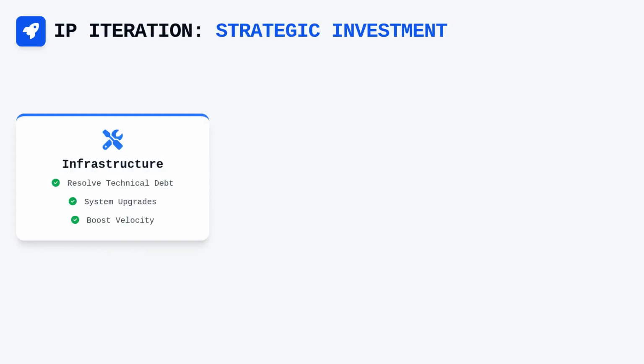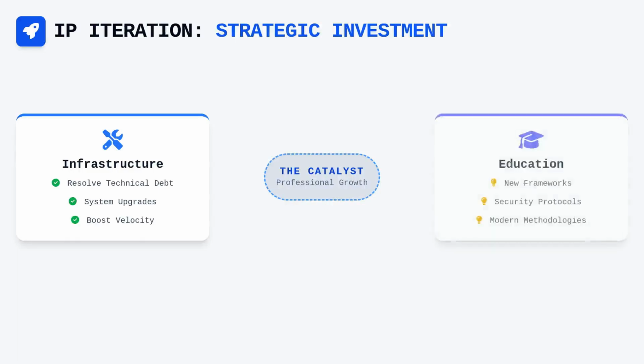We must treat the IP iteration as an investment in professional development and infrastructure maintenance. Teams often operate with outdated tools or technical debt that slow down their velocity, and the IP iteration offers the only logical time to perform significant system upgrades. Furthermore, it is the ideal time for continuing education, where engineers can master new languages, frameworks, or methodologies. If you ask a developer to learn a new security protocol while they are also trying to meet a strict feature deadline, you're setting them up for failure and frustration.